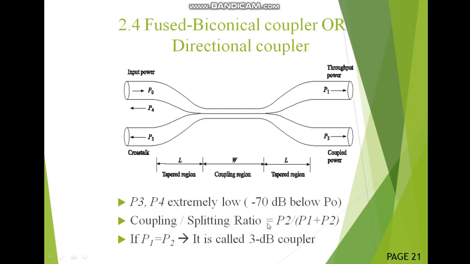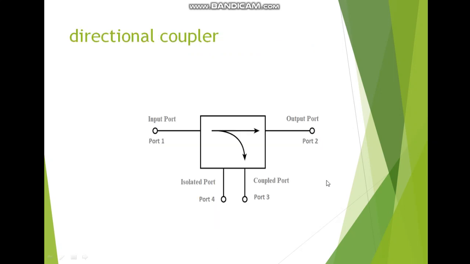The coupling splitting ratio is P2 upon P1 plus P2. This we have discussed earlier. If P1 is equal to P2, it is called a 3 dB coupler. This is the basic of the directional coupler. We have all studied this. This is the symbol, we can say, for the directional coupler.